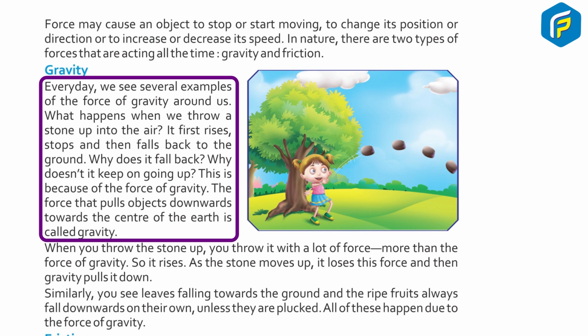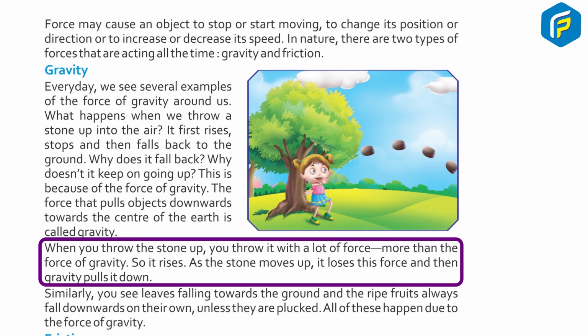What happens when we throw a stone up into the air? It first rises, stops and then falls back to the ground. Why does it fall back? Why doesn't it keep on going up? This is because of the force of gravity. The force that pulls objects downwards toward the center of the earth is called gravity.